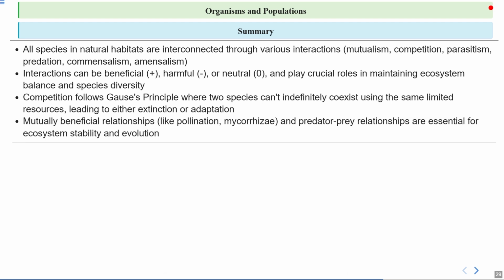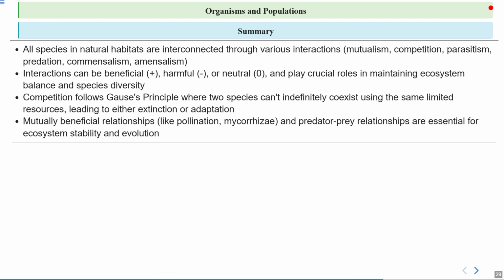We also talked about the symbiotic relationship, which is also known as mutualism. Here both the partners are being benefited. We talked about the mycorrhiza, lichens, and the animal and pollinator interactions.